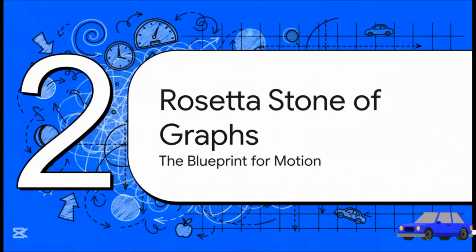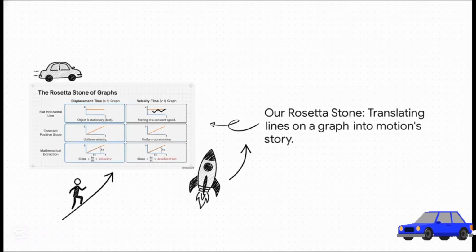All right, so we've got the vocabulary down. Now for this secret weapon, the blueprint that translates all this physics of motion into a language we can read in an instant: the graph. You're looking at our Rosetta Stone for motion. This chart shows us that the shape of a line tells a story. It's really simple. A flat horizontal line, that always means constant. So on a displacement graph, a flat line means your position is constant. You're not moving. But see that same flat line on a velocity graph? That means you have a constant velocity. You're moving at a perfectly steady speed.